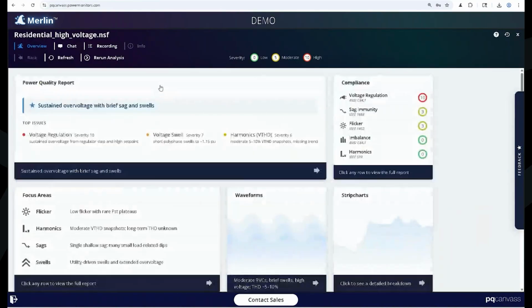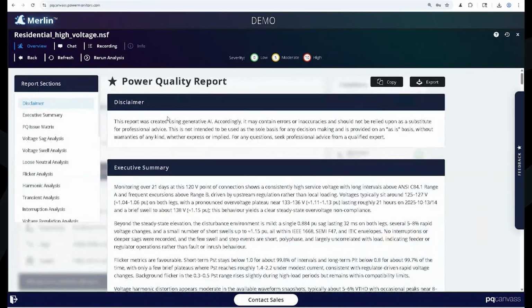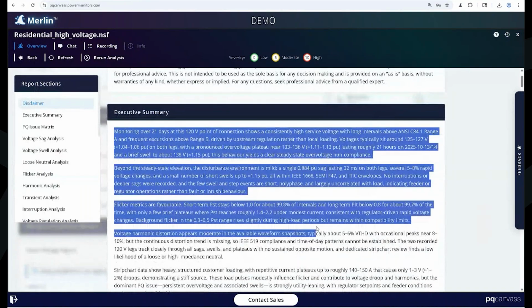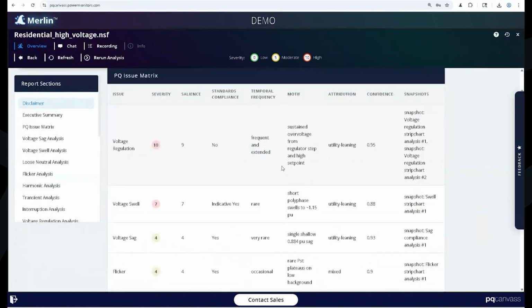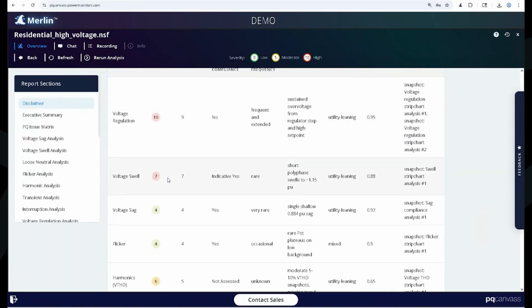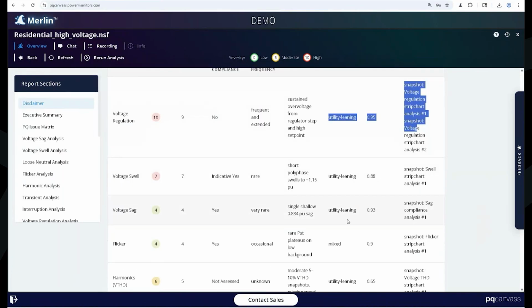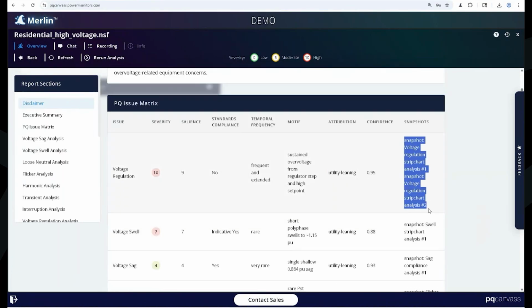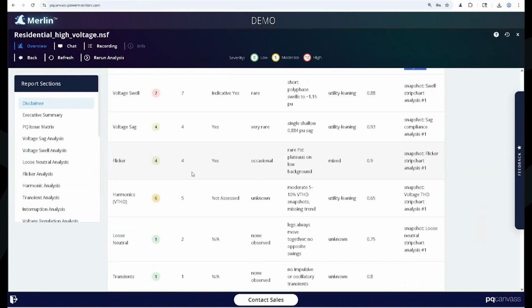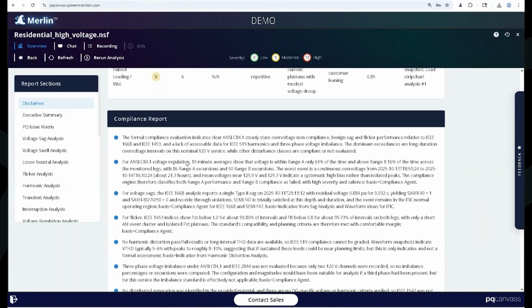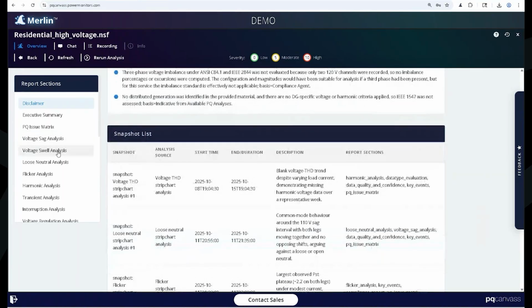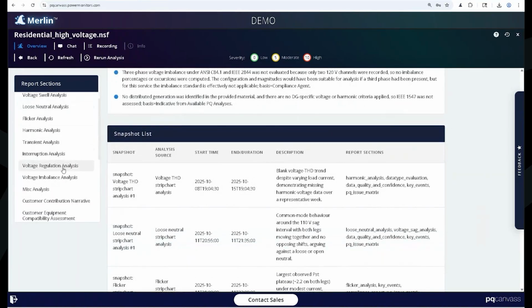Now, as the paper talks about, you can start at the top with the overall power quality report. And here is the summary of the entire recording, from a high level. Each of the issues that it saw in the recording. Voltage regulation is really the biggest part of the story here in this recording, with overvoltage, some voltage swells, sags, and generally is it utility leaning or customer leaning in terms of cause, and the evidence, the snapshots. So often you would just stay at the high level at the Merlin top level analysis, and here voltage swells and steady state voltage regulation are the highest priority ones.